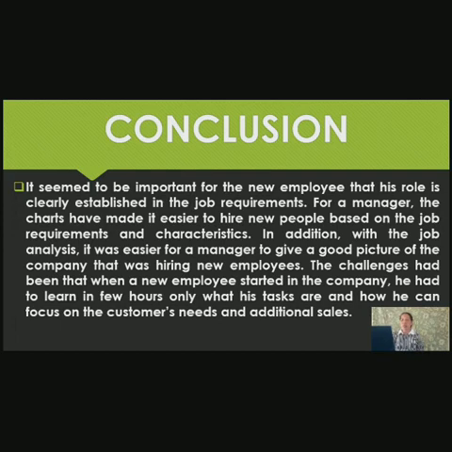The challenges had been that when a new employee started in the company, he had to learn in only a few hours what his tasks are and how he can focus on the customer's needs and additional sales.